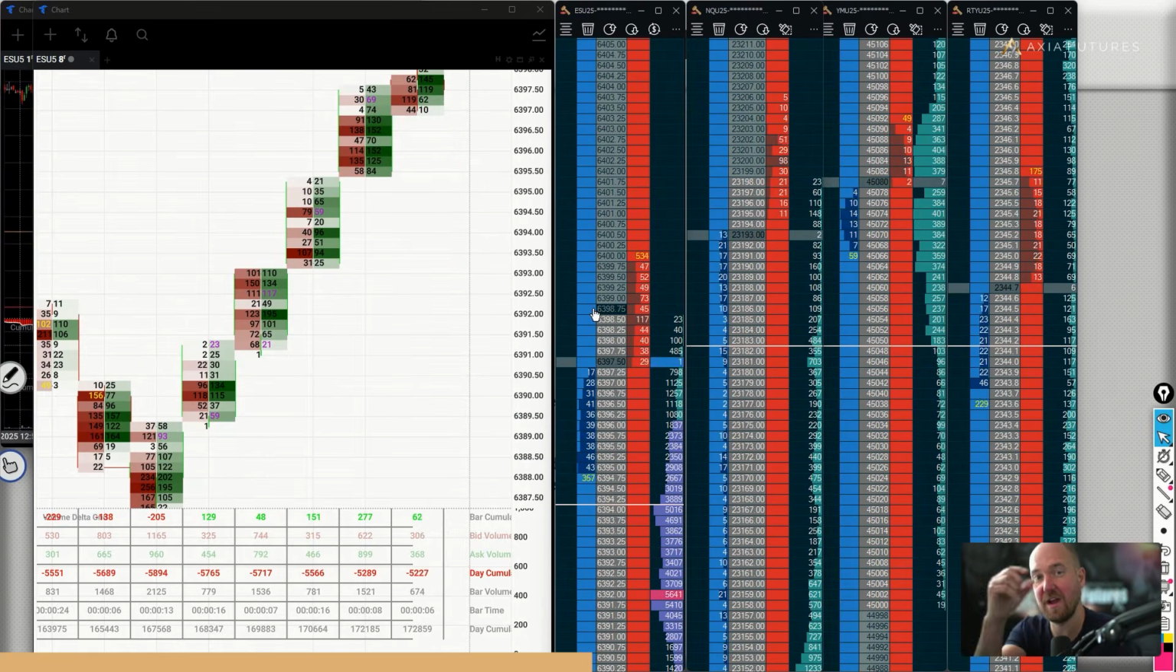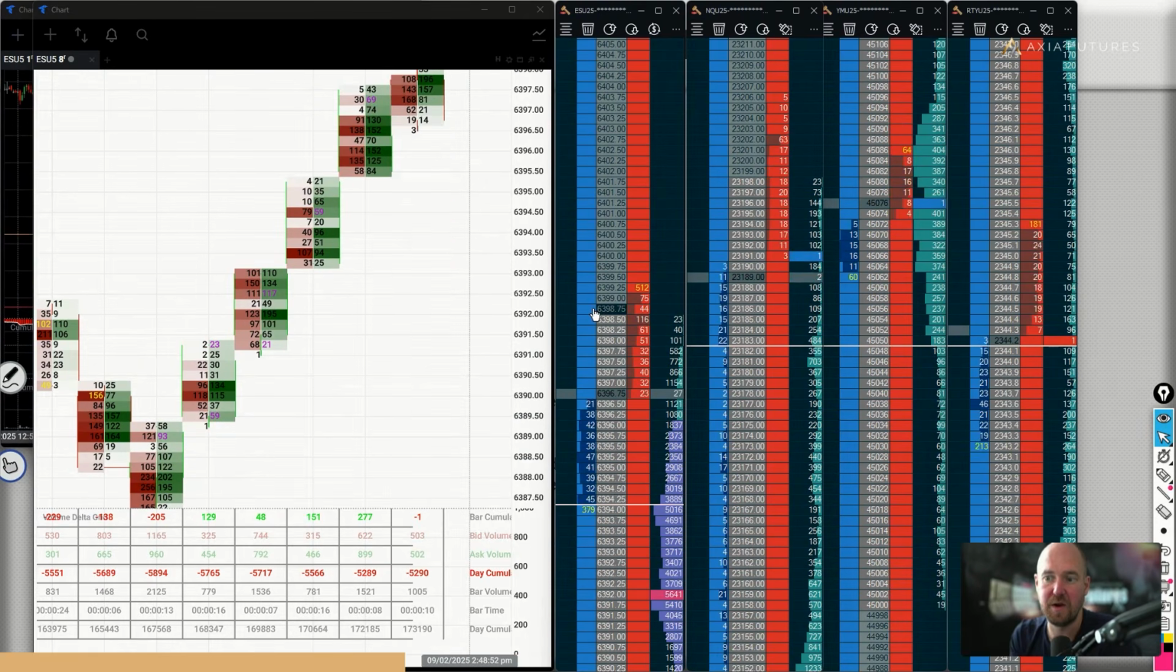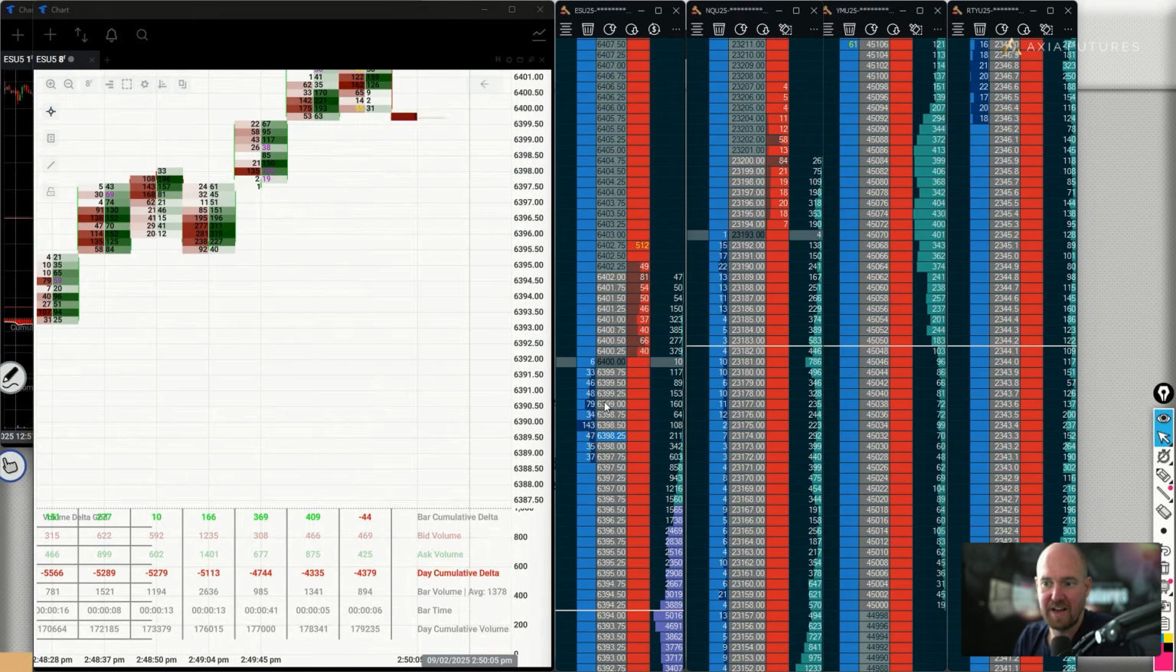Having created that little range, we've now traded down and then back up. So this is where we might well see that breakout opportunity. Now you can use this pocket of low volume where we've jumped up through to try and add on.